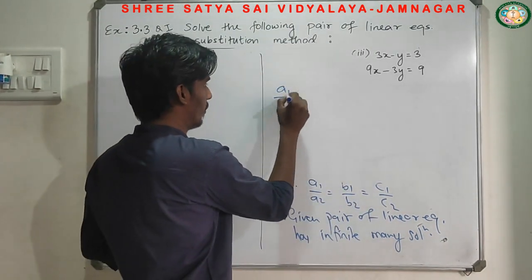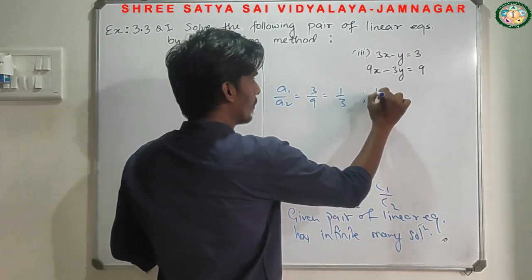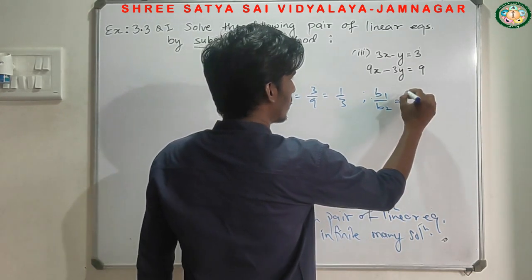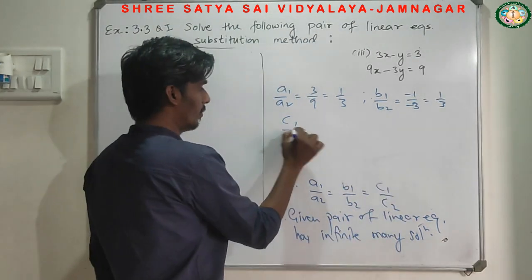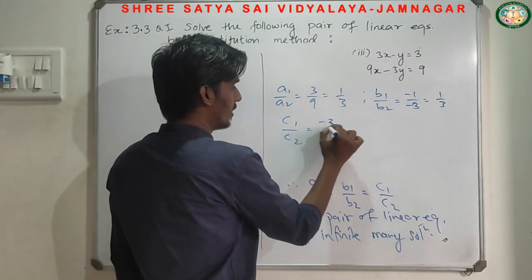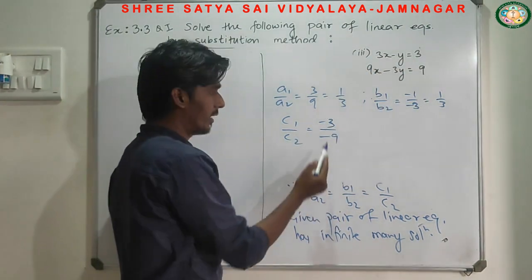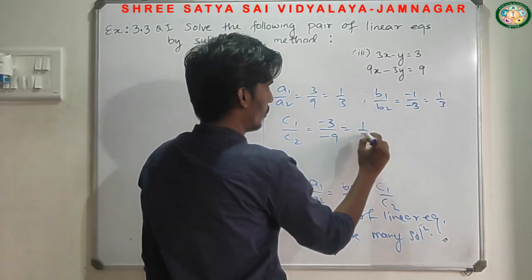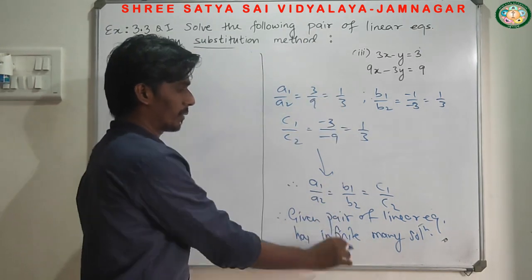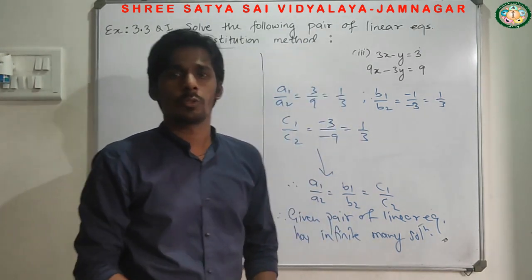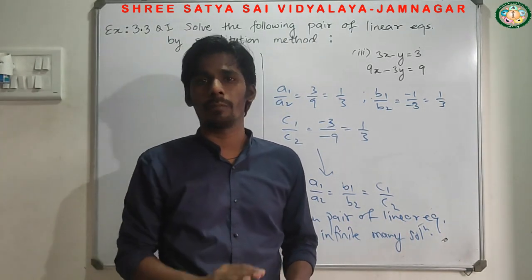You have to write like this: a1 upon a2 is 3 upon 9 equals 1 by 3. b1 upon b2 is minus 1 upon minus 3 equals 1 by 3. And c1 upon c2 is minus 3 upon minus 9, because I am taking 9 over this side and 3 over this side, the sign will change, so 1 upon 3. So in all the conditions it is 1 by 3, then you can write this. So this much you have to do for this question. It is very necessary to first check whether a1 upon a2 is not equal to b1 upon b2 or not.